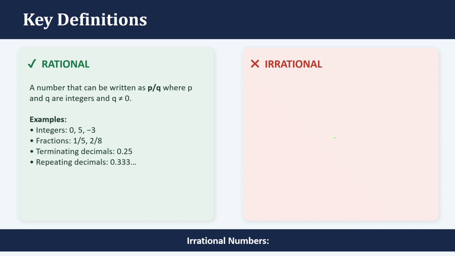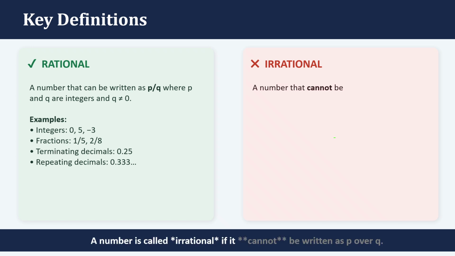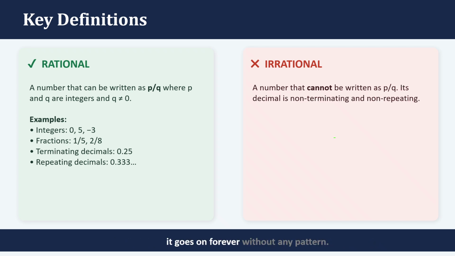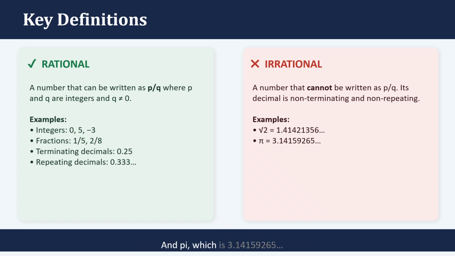Irrational numbers. A number is called irrational if it cannot be written as p over q. Its decimal expansion is non-terminating and non-repeating. It goes on forever without any pattern. Famous examples include the square root of 2, which equals 1.4142136, etc., and goes on forever, and pi, which is 3.14159265, etc., also going on forever without any repeating pattern.